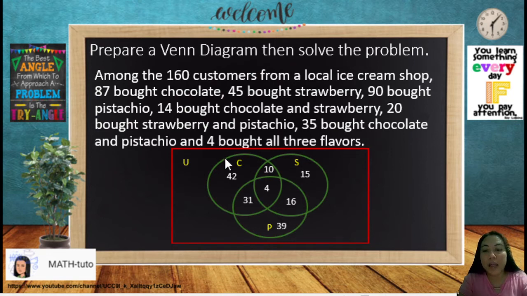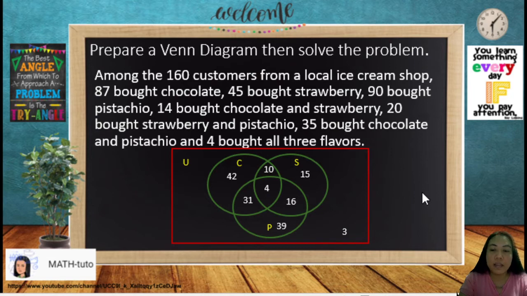Now, let us add all the numbers here. We have 42 plus 10 plus 4 plus 31 plus 15 plus 16 plus 39. That is 157. But according to the question, there are 160 customers. So that means 3 is outside of the 3 sets. Now we will put 3 here.